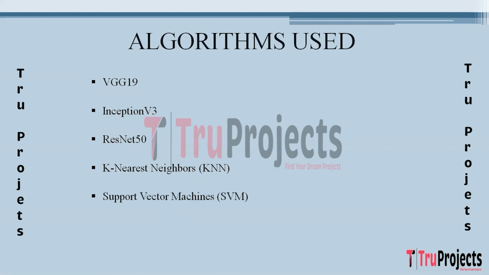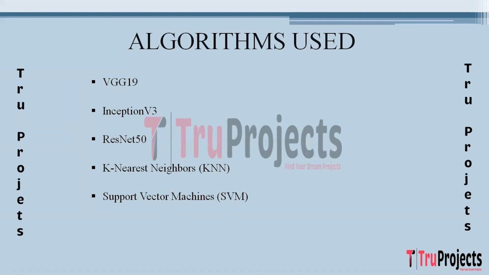The last algorithm built is support vector machine, that is SVM. So SVM is a powerful machine learning algorithm used for classification tasks. It identifies a hyperplane that maximizes the margin between data points of different classes. SVM is particularly effective in high-dimensional spaces and is well suited for scenarios with complex decision boundaries.